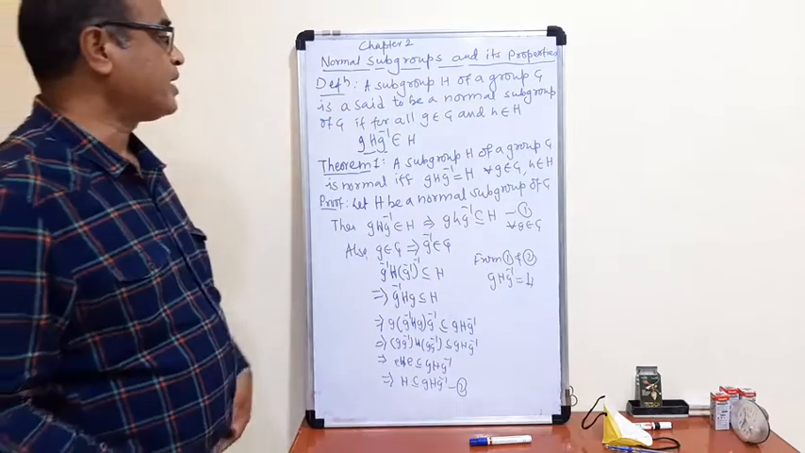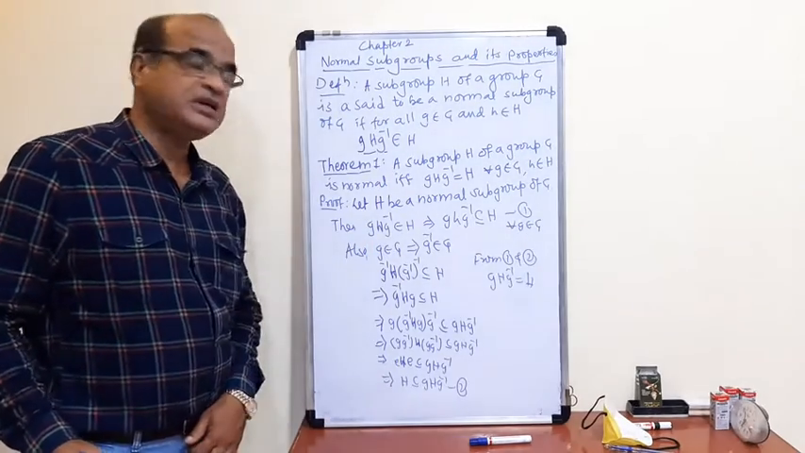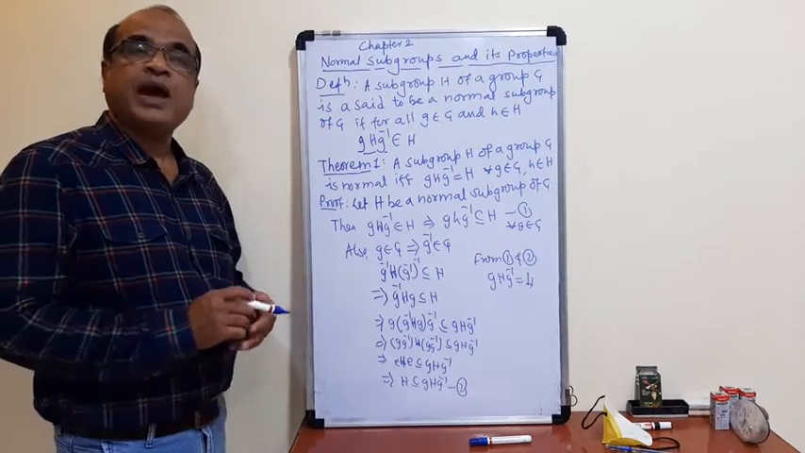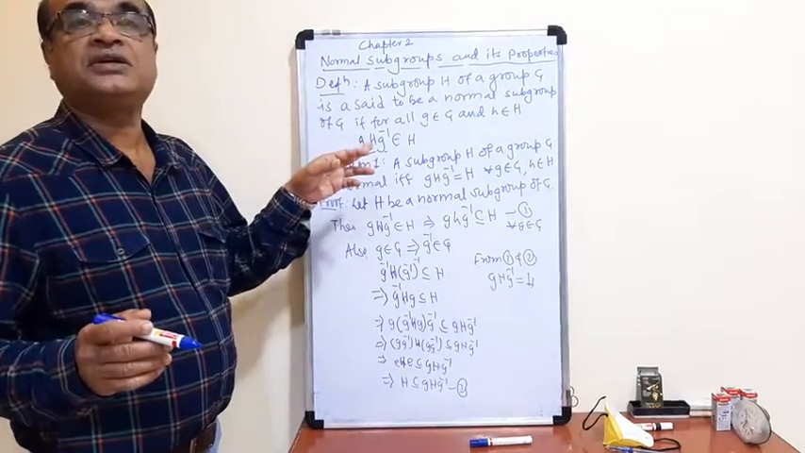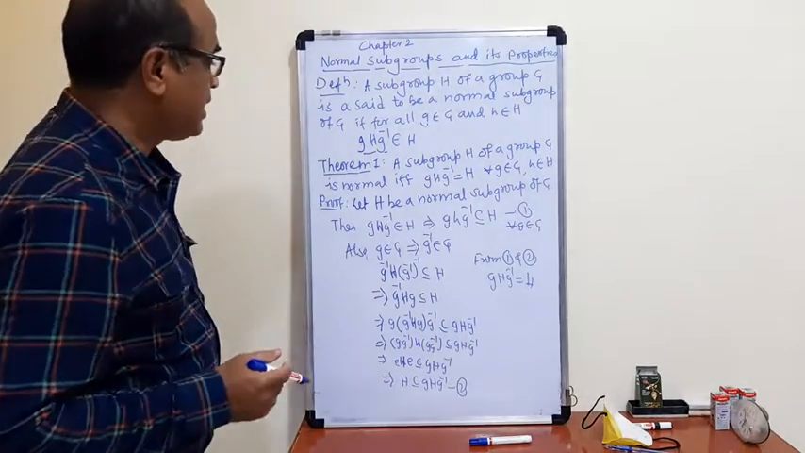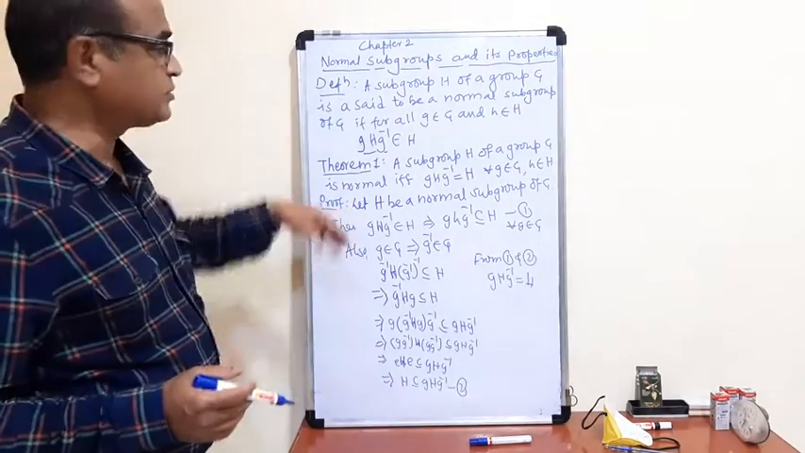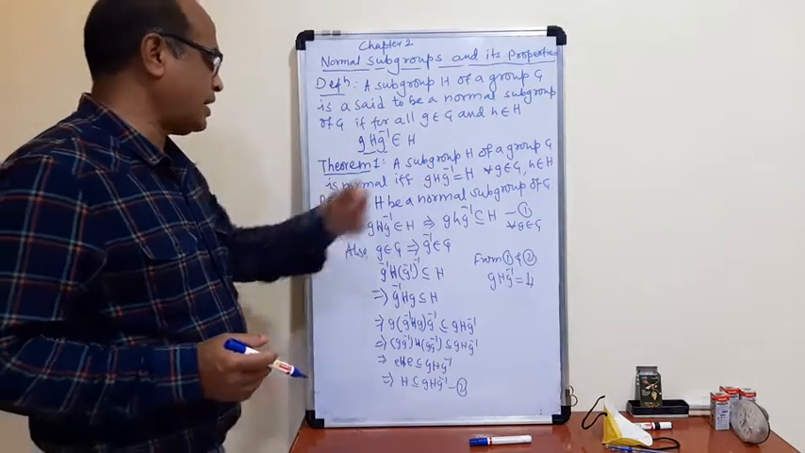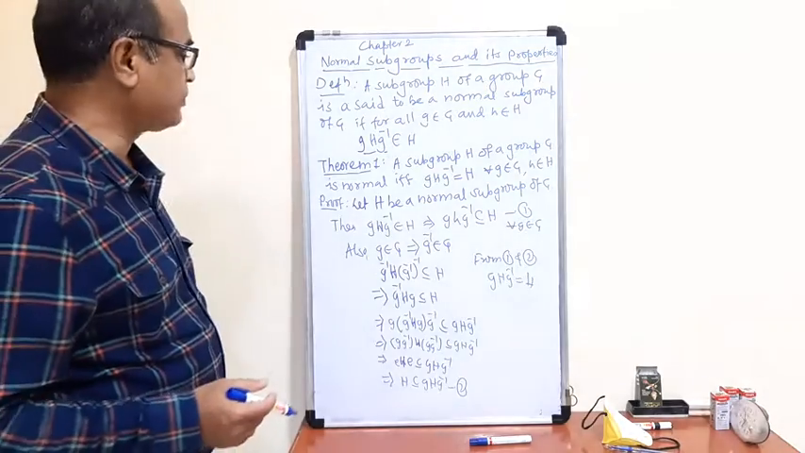So what is the theorem? A subgroup H of G is normal if and only if gHg inverse is equal to H. So that is what we are proving here. Let H be a normal subgroup of G. So that is given. Then prove that this holds.